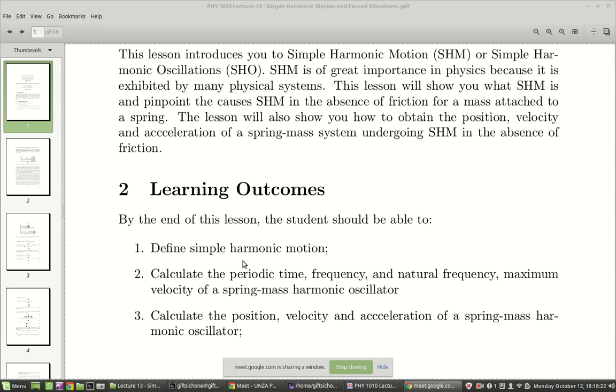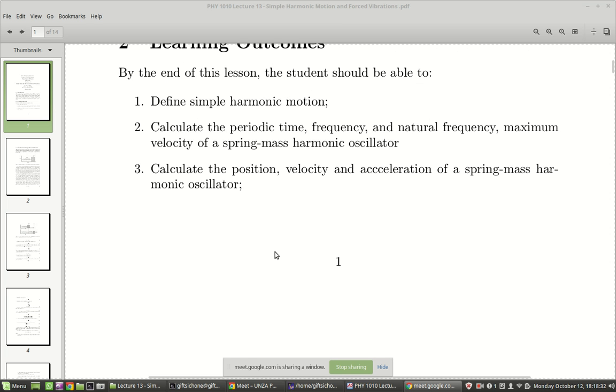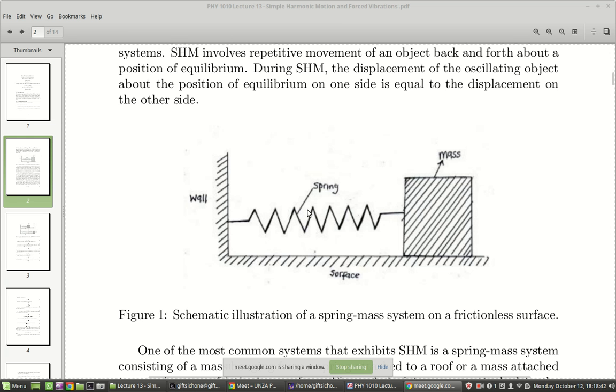Like in this particular case, here we have a surface, this mass, and this spring. The spring is this zigzag thing which you have there. This spring is attached to a wall, so one end of the spring is fixed. The other end of the spring is attached to the mass. Then this mass, which is attached to the spring, is on a surface.